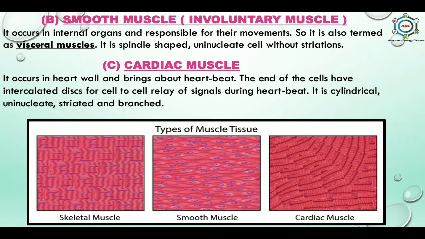In the picture you can see the types of muscle tissues, and these are skeletal muscle, smooth muscle and cardiac muscle. In the case of skeletal muscle, these are multinucleate, smooth muscles are uninucleate and cardiac muscles are also uninucleate. Skeletal muscles are voluntary in action, smooth muscles are involuntary in action.